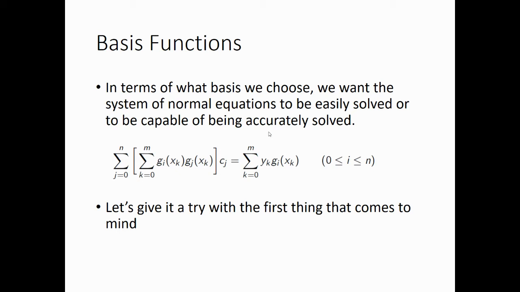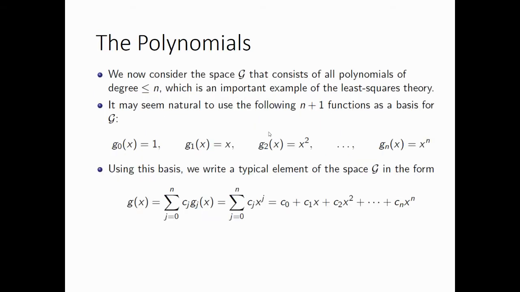Let's give it a try with the first thing that comes to mind. And the first thing that comes to my mind are the polynomials. So consider a space G that consists of all the polynomials of degree less than n, which is an important example of the least squares theory. It may seem natural to use the polynomials 1, which is x to the 0, x to the 1, x squared, all the way out to x^n.